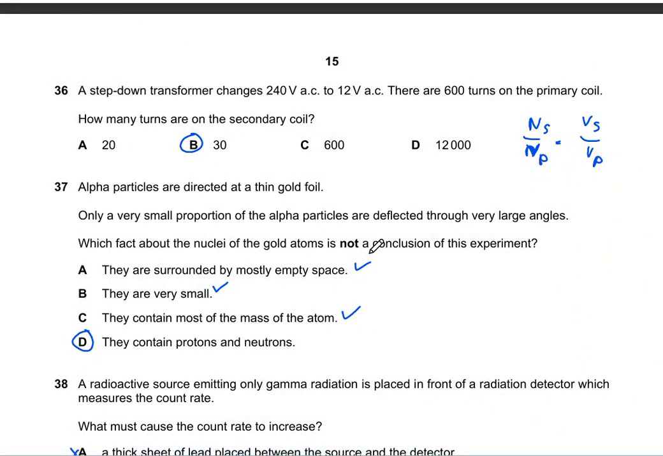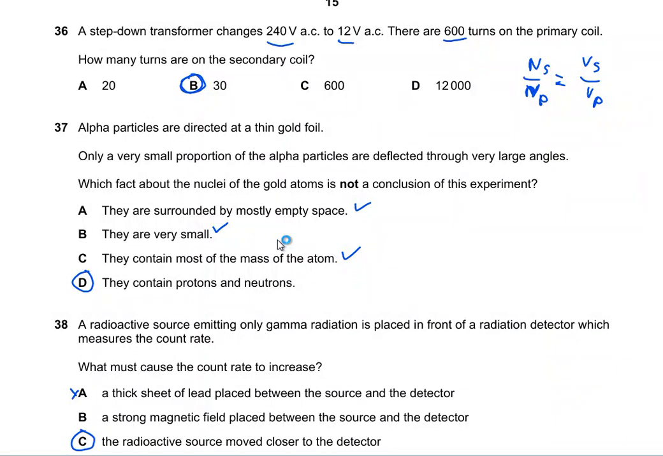It's the step up, step down transformer actually. Simple formula, NS by NP equals VS by VP, directly stated in the book. Here NS is the number of turns in secondary, NP the number of turns in primary, VS the voltage in secondary, VP the voltage in primary. The number of turns in primary is 600, voltage in secondary is 12, voltage in primary is 240. So that gives me 30. Number of turns in secondary, NS, is 30. So that's B.